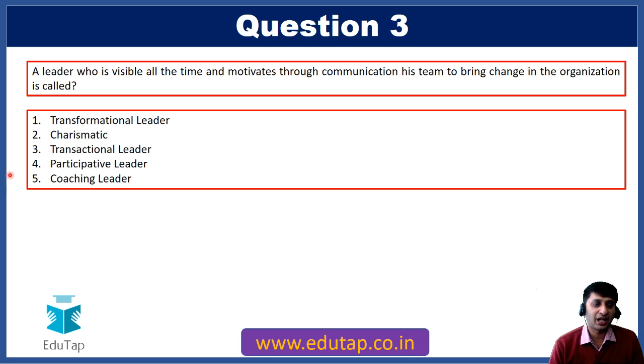I don't know why people are answering it as participative or coaching, because it is clearly mentioned that this kind of leader is the one who is visible all the time, that is present, or his vision is present all the time, and is constantly motivating his subordinates to achieve that vision through right communication and constant communication. So these kind of leaders are actually called transformational leader. Sorry, the confusion was not between 2 and 3, it was between 1 and 2. The answer to this is transformational leader.